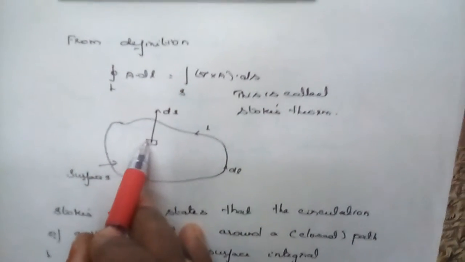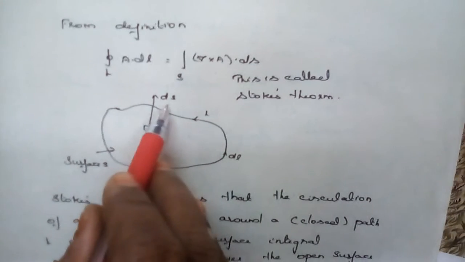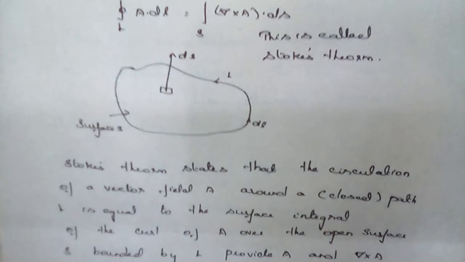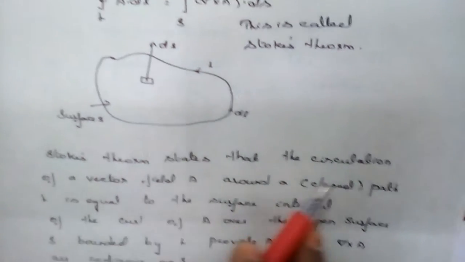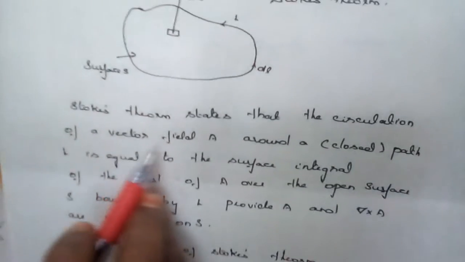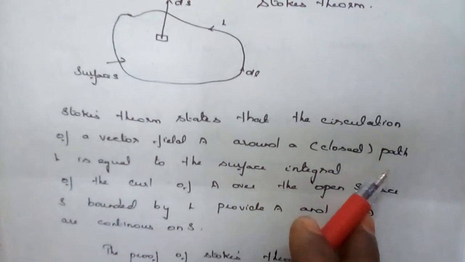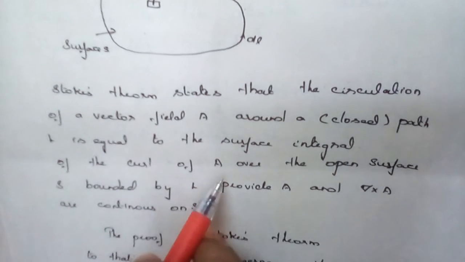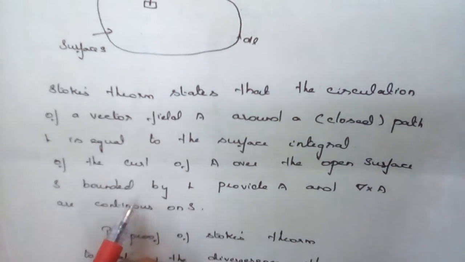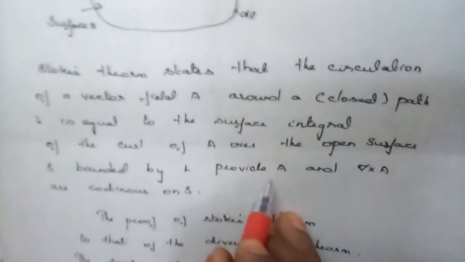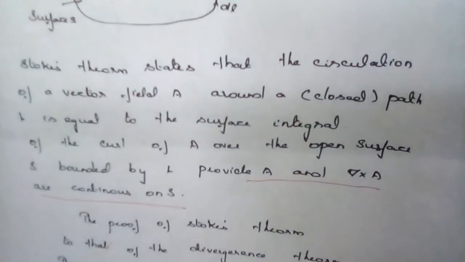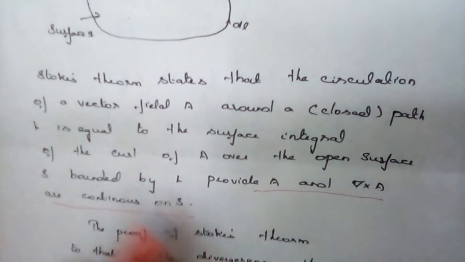I am taking the line integral, and the Stokes theorem states that the circulation of the vector field A around a closed path L is equal to the surface integral of the curl of a vector A over a surface bounded by L, provided that A and del cross A are continuous. The vector field and its curl field are continuous on the surface which we have taken, right?